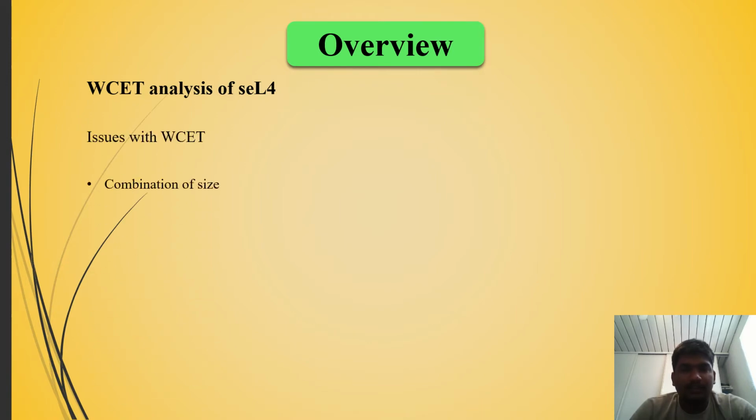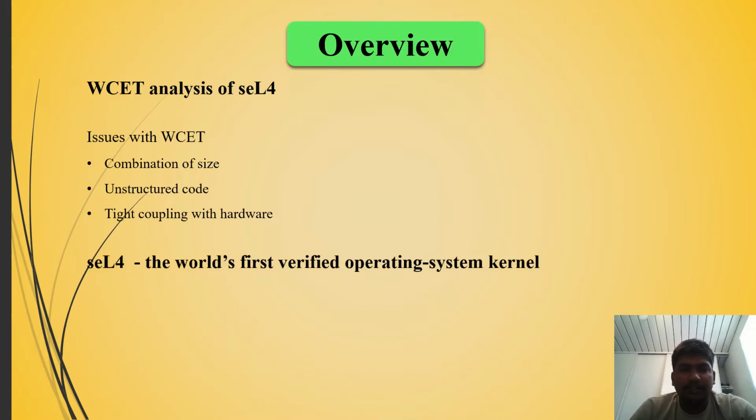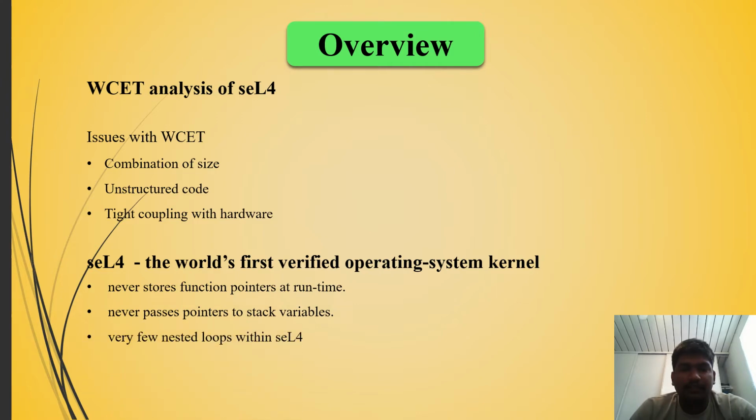So the reasons behind worst case execution time are a combination of size, unstructured code, and tight coupling with hardware. And now I will discuss SCL4. SCL4 is the world's first verified operating system kernel, and the most important points in SCL4 are it never stores function pointers at runtime, it never passes pointers to stack variables, and there are very few nested loops within SCL4, and it has unbounded operations.